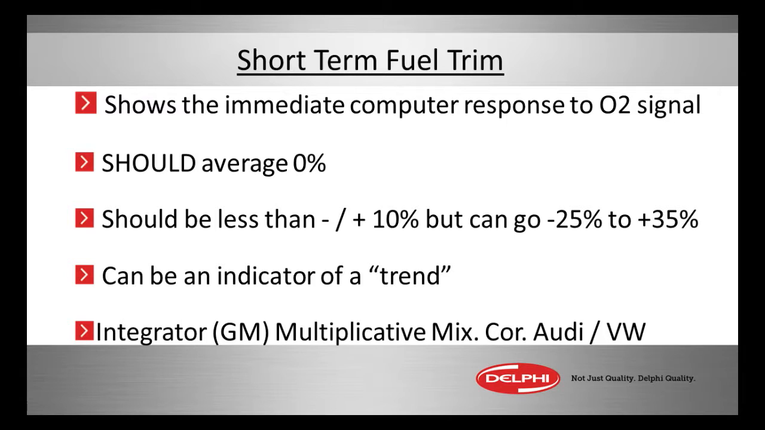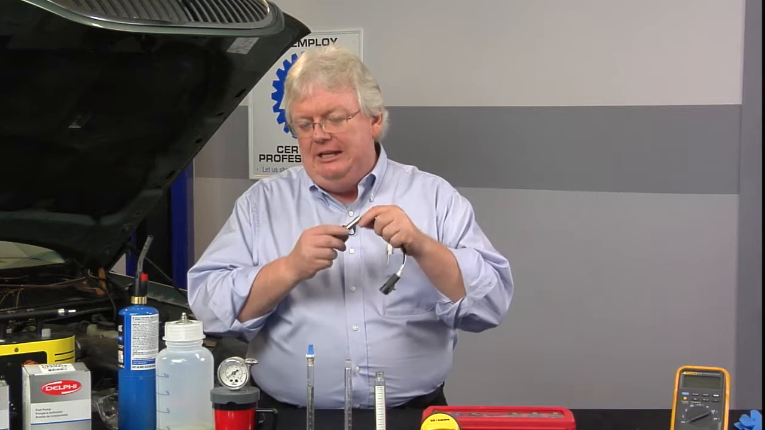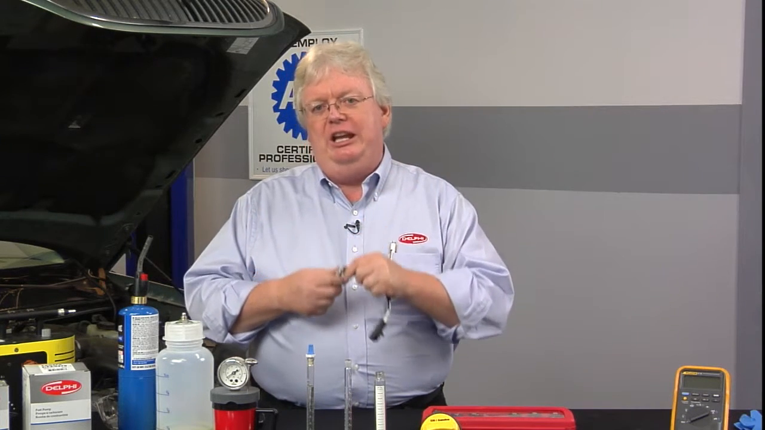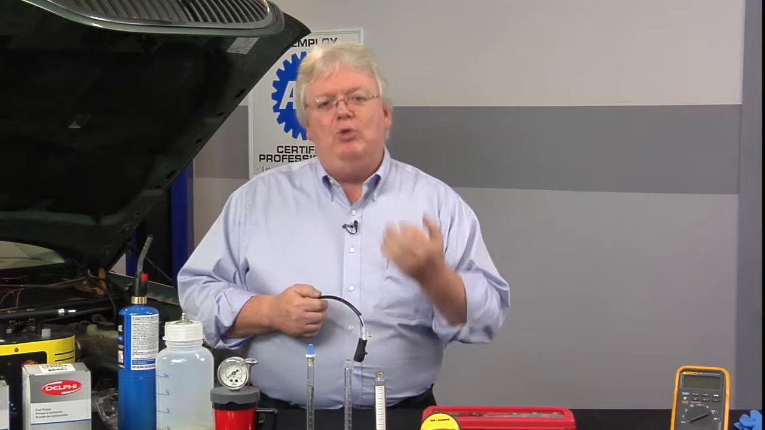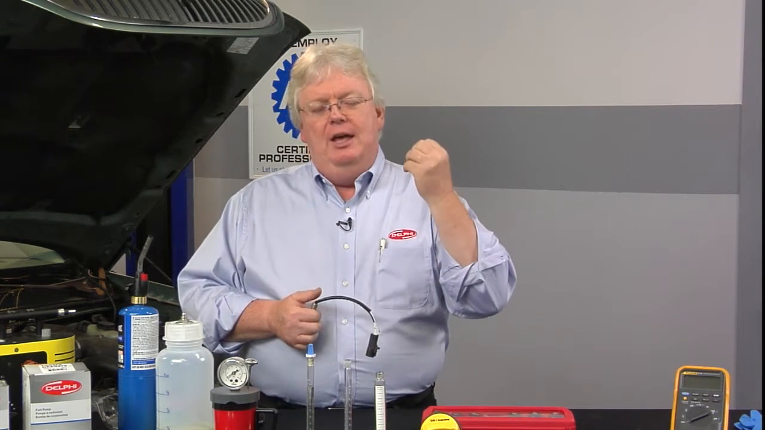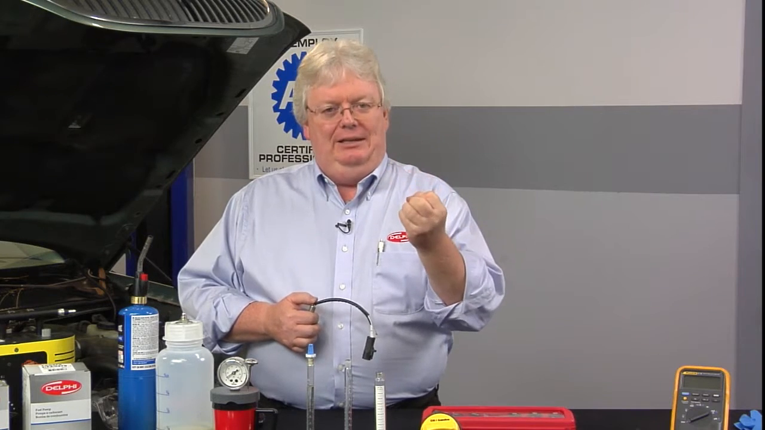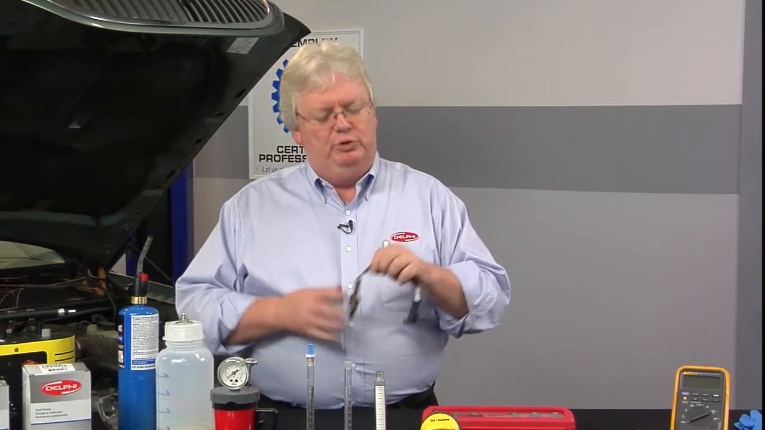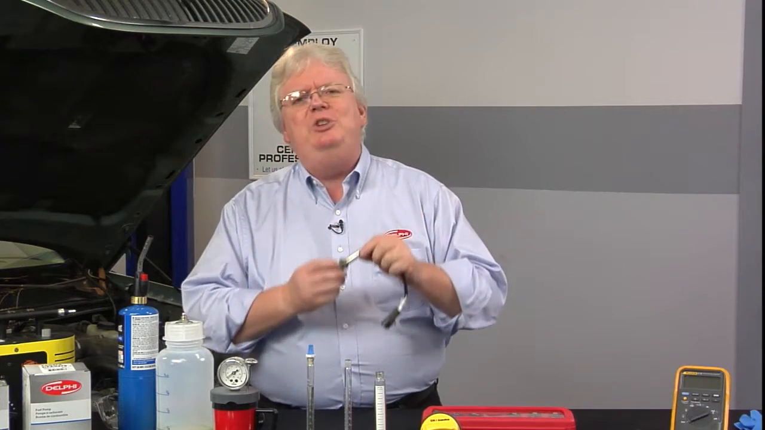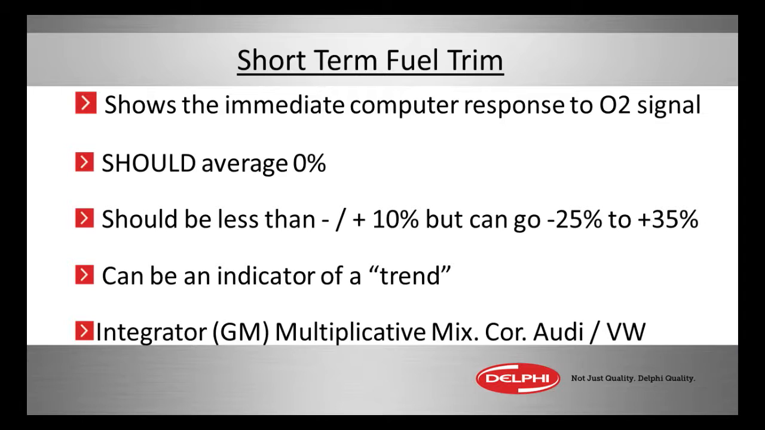What is it? It is the knee-jerk reaction of the computer seeing the O2 sensor change. And as it sees a trend towards rich or lean, it's going to make corrections almost immediately when we see low or high O2 voltages. We'll talk a little bit about the wideband, but mostly switching O2 sensors. It should be around 0% ideally, but we know engines don't run ideally.